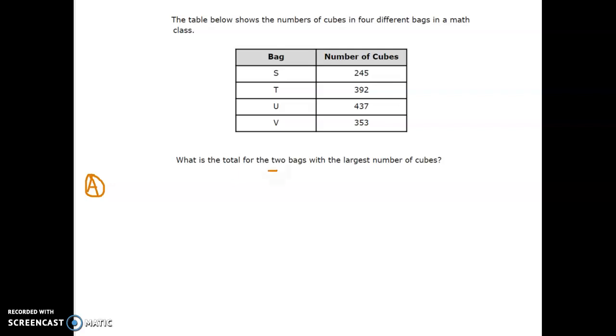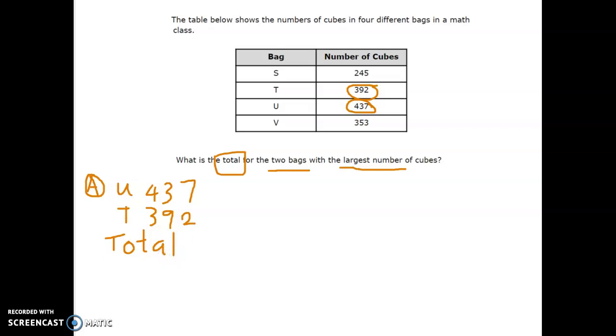In this question, we know that we need the 2 bags with the largest number of cubes. By looking at the chart, we realized 437 and 392 are the 2 largest numbers. So we will write down 437 and 392 because that is the information that we need. We also look at the question: what is the total for the 2 bags? Total means we're going to put these 2 numbers together. So that is an important word. We're going to write the word total down and tell ourselves we're going to add in this situation.